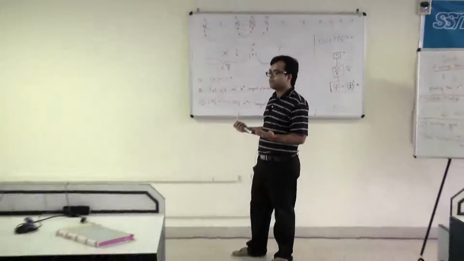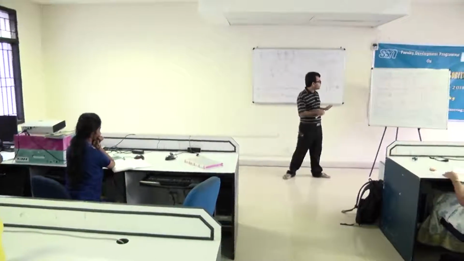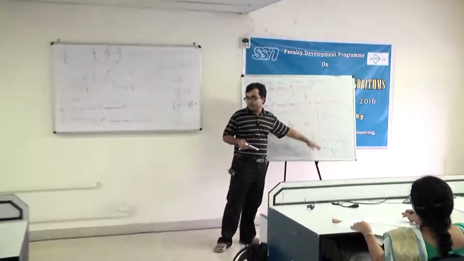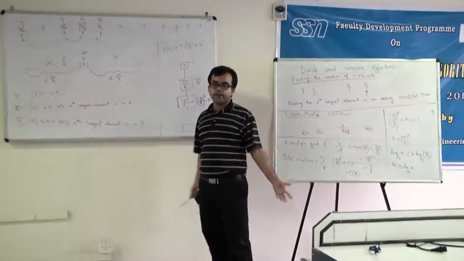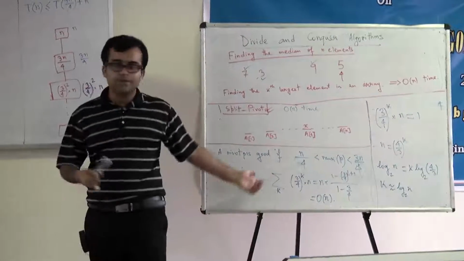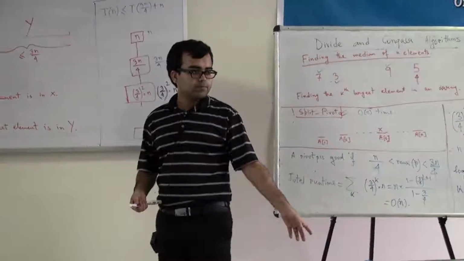There is of course one good pivot. You can take the median, for example. So what is a good pivot? A good pivot is one whose rank is between n over 4 and 3n by 4. Of course, if you take the median, you get a good pivot. But to take the median, you need to solve this problem first. So it's almost like a chicken and egg issue.